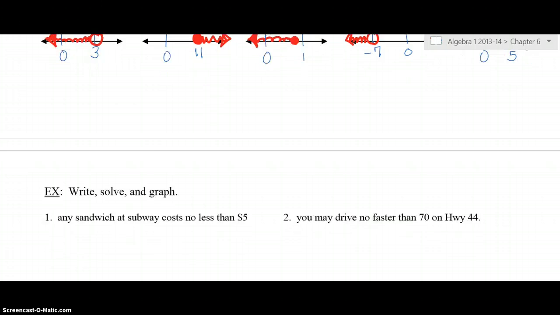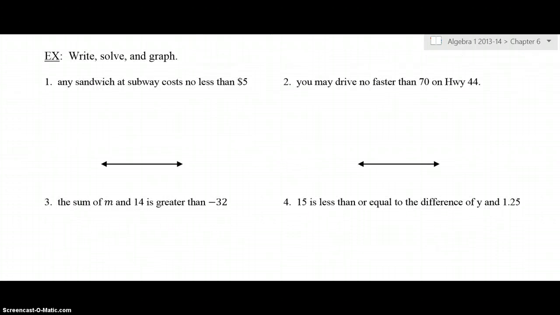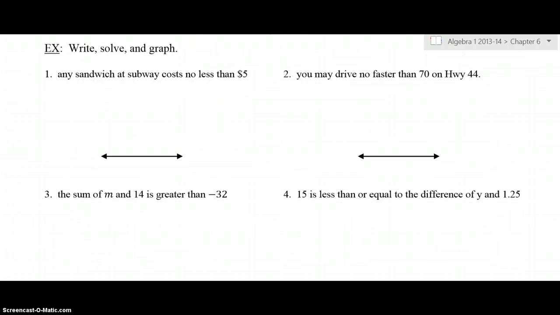Okay, let's flip over to the next side here and talk about some of the words that go along with these inequalities. For these, it says write, solve, and graph. So for the first one, it says any sandwich at Subway costs no less than $5.